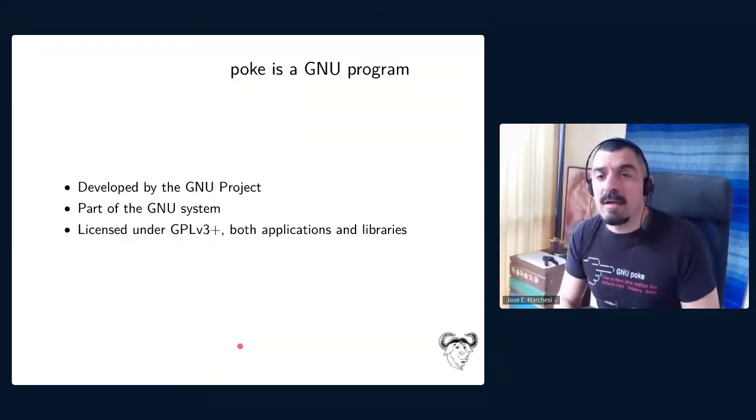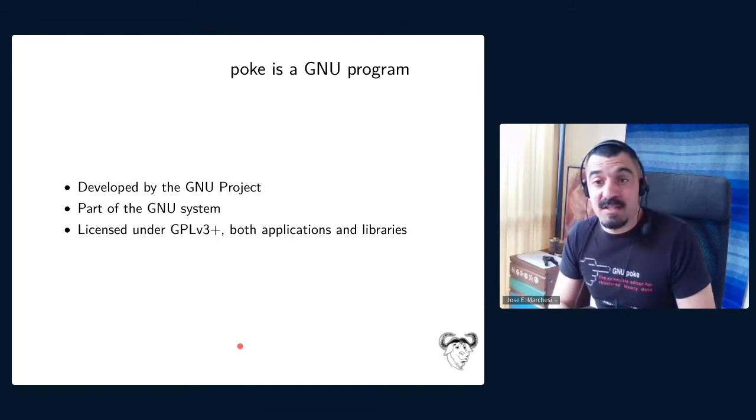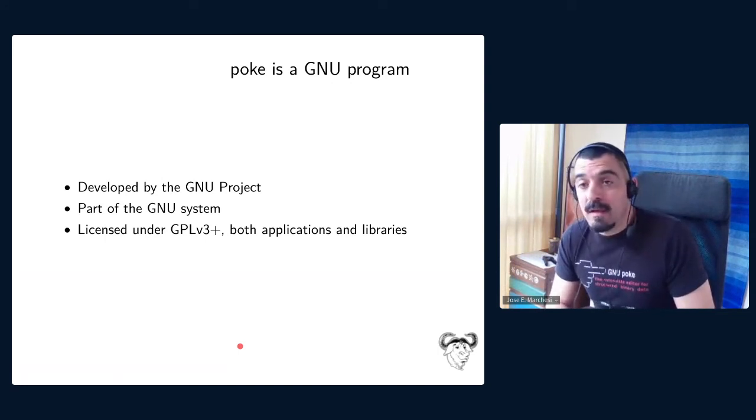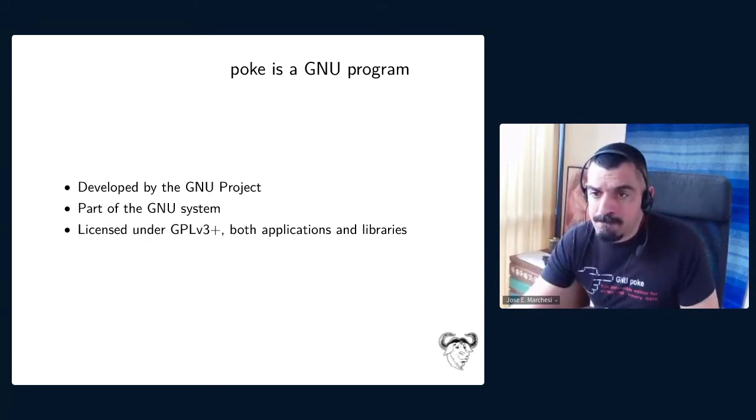Now the project. Okay. Poke is a GNU program. As such, it's developed by the GNU project. I am the GNU maintainer, the donor of this program. And then there is a group of GNU hackers who hack on the program. It is part of the GNU system because it's part of the GNU project. And of course, the license is GPL version 3 or later, both applications and libraries. And that's not going to change unless there is a GPL version 4 in the future, or any later version.